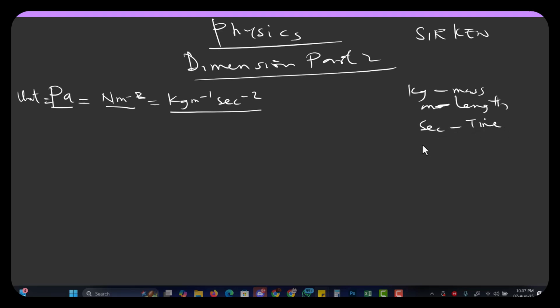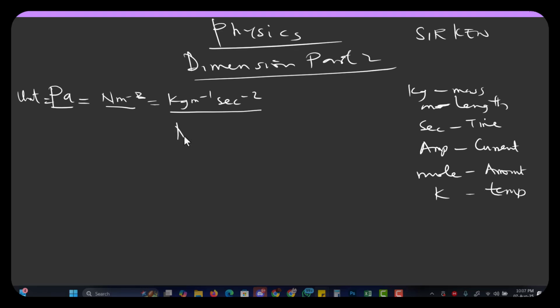Then we also have ampere, ampere for what? For current. Then we also have mole for amount of substance. We also have Kelvin for temperature, and so on. I can list them out. So anytime you have your unit and you look at this, this one does not in fact contain the basic unit, which is M.